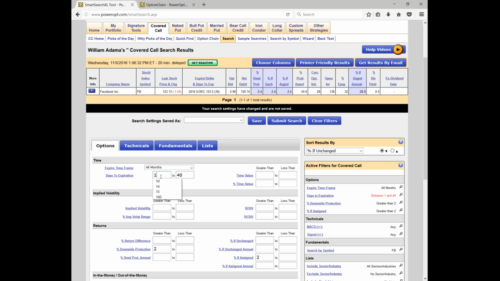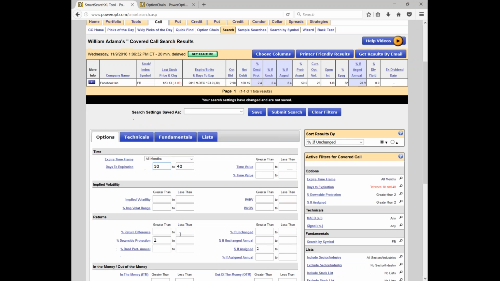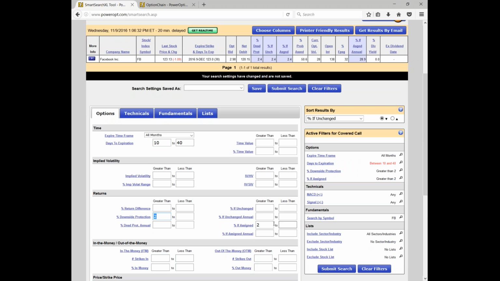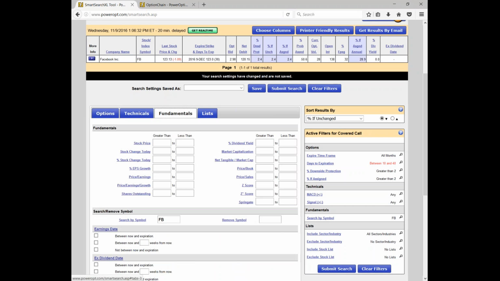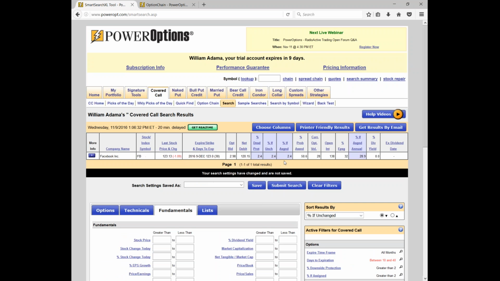I like this range. I might even go 10 to 40 days, perhaps, depending on what your trading plan is. But put in what you want to see for downside protection and the percent if assigned or the annual, and then just go into fundamentals and put in your stock symbol, and you'll be able to see it. Am I saying this is the best strike? No. But if this is your trading plan, this would be the best strike for you on Facebook right now with the premium that it's offering and the percent if assigned. We're not talking about stock chart reading and should I be bearish on Facebook or bullish on Facebook.